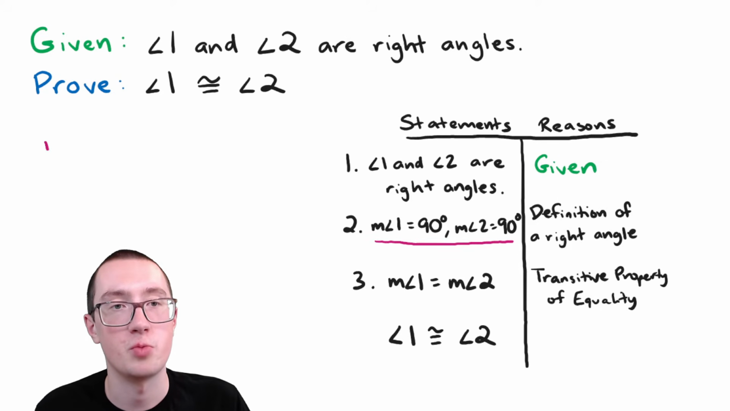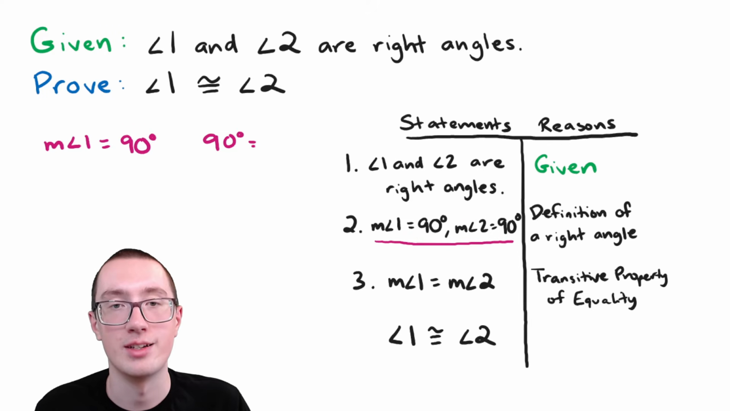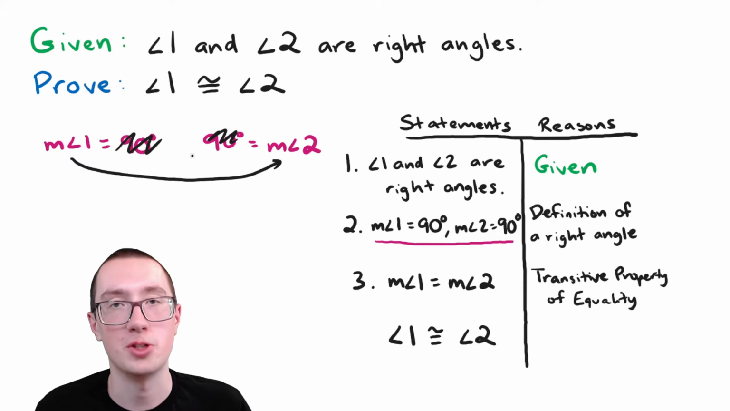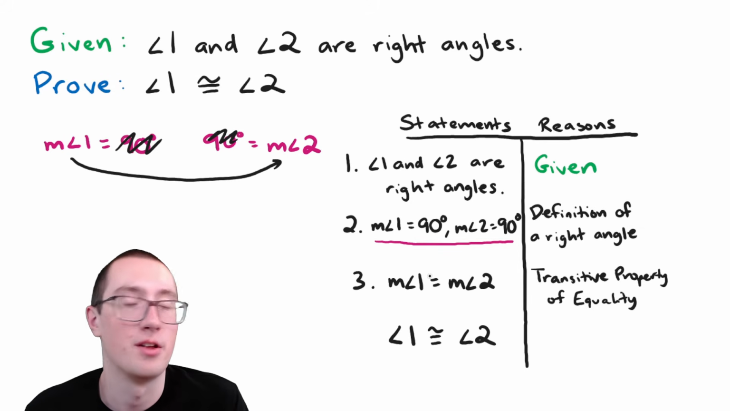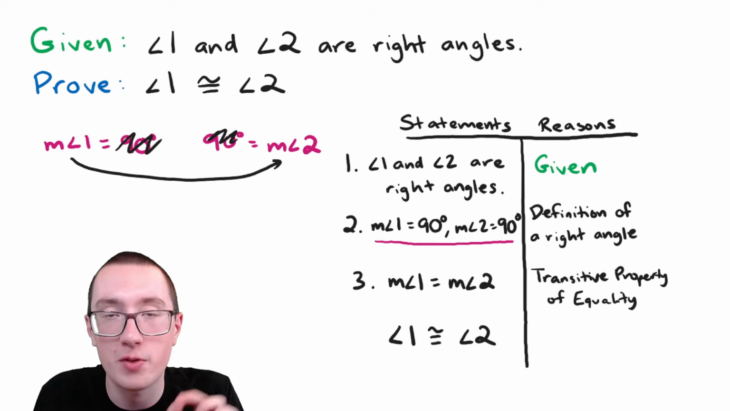Well, we have two statements. We know that angle 1 is 90. And for the sake of making this look easier, let's go ahead and flip this around. We also know that 90 is equal to the measure of angle 2. So the transitive property says that we can ignore the 90s and just say that angle 1 is equal to angle 2. I know that this seems like a super overly complicated way of saying something so basic, like angle 1 is 90, angle 2 is 90, so they're equal. But we have to overcomplicate everything in proofs. We have to explain every single little detail.